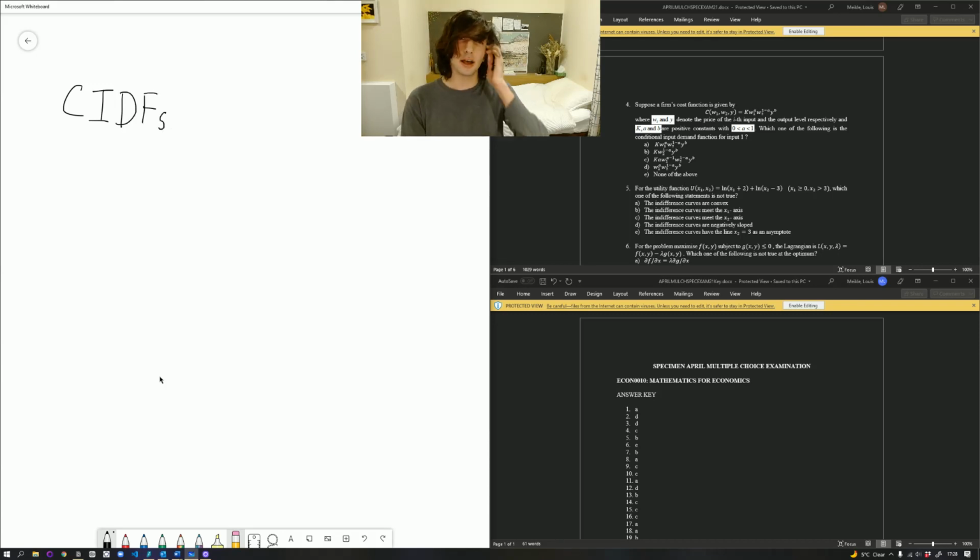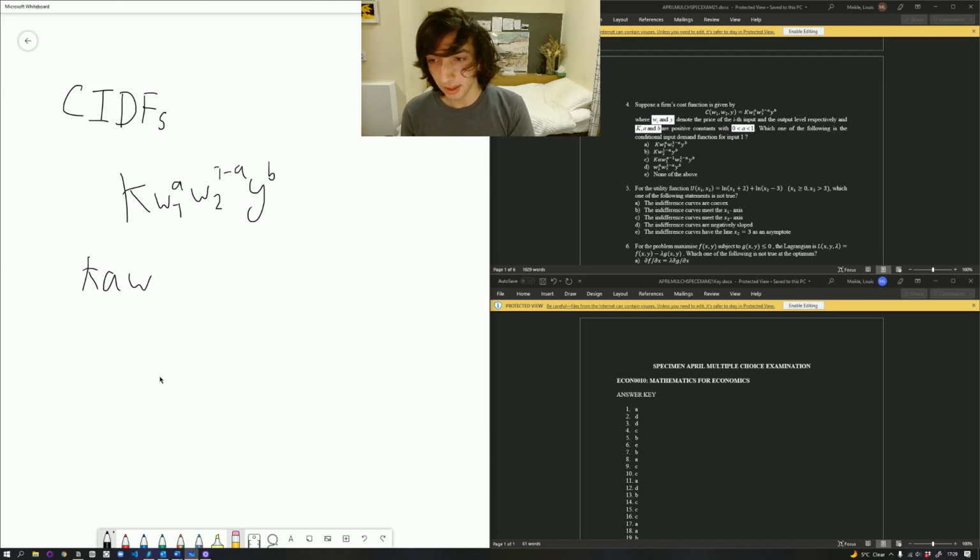So CIDFs are essentially partial derivatives of the original function. Here, it's stating which one of the following is a conditional input demand function of input 1. We can see that input 1 is represented by W1, so we're just going to partially derive by W1. Our original function here is K W1^A, W2^(1-A), and then Y^B. Partially deriving relative to W1, you get K A, W1^(A-1), W2^(1-A), and then Y^B. Which one is that? That is C. So the answer there is C. There you go.